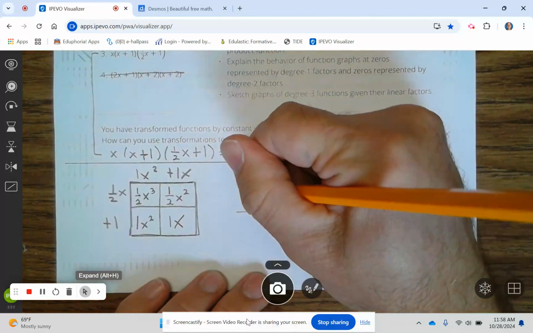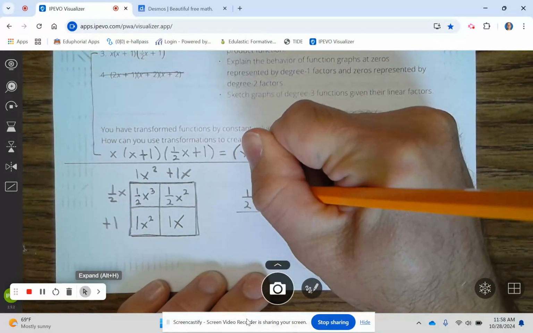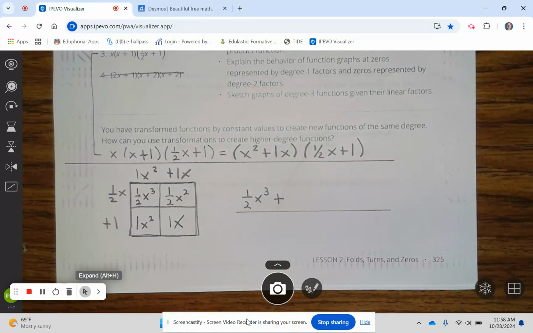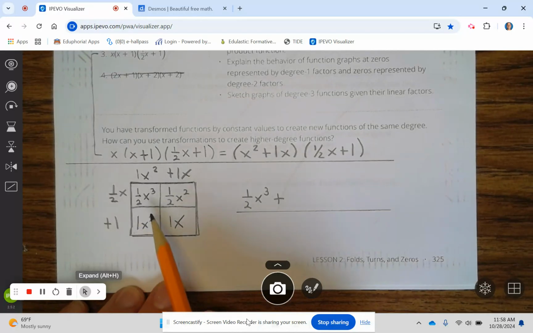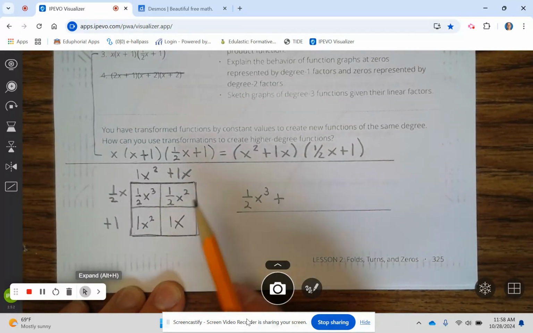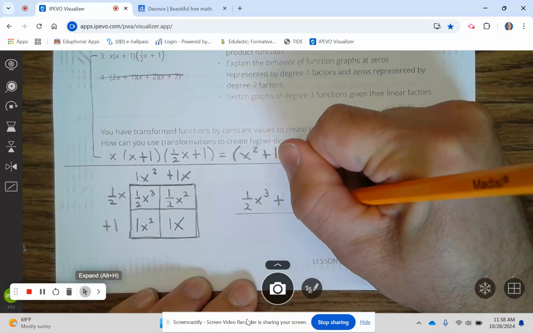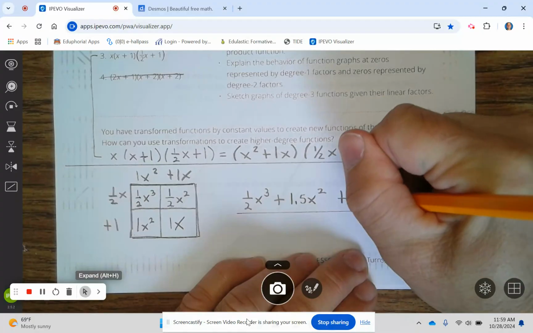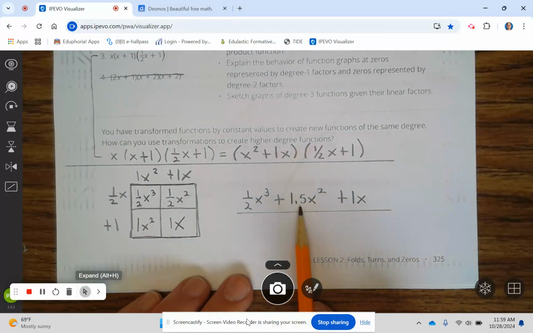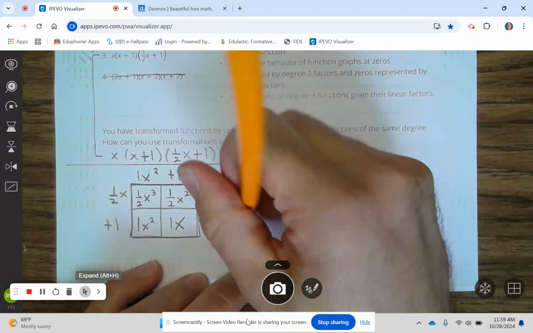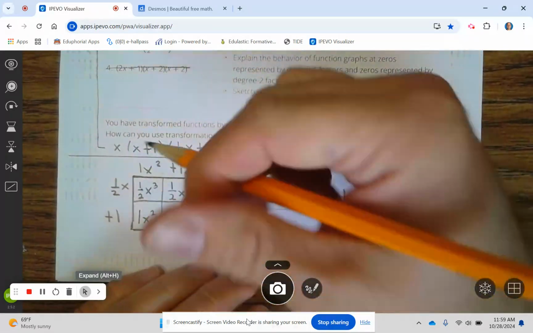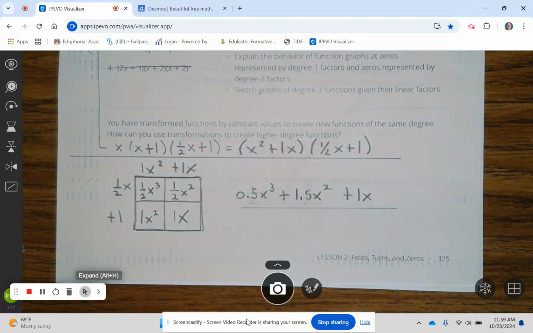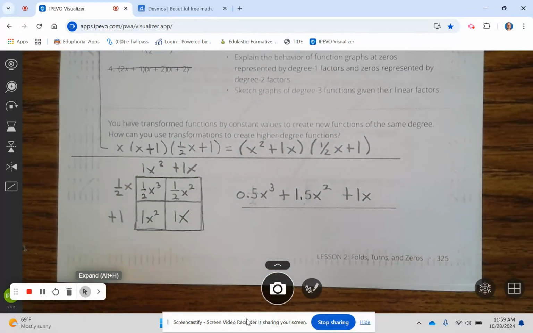So this simplifies to be 1/2 x cubed, which is 1 x squared plus 1/2 x squared is 1.5 x squared plus 1x. Now, to be consistent, since we converted this to a decimal, let's go ahead and convert that to a decimal. So let's rewrite 1/2 as 0.5. All right, go ahead and finish up question number 3.